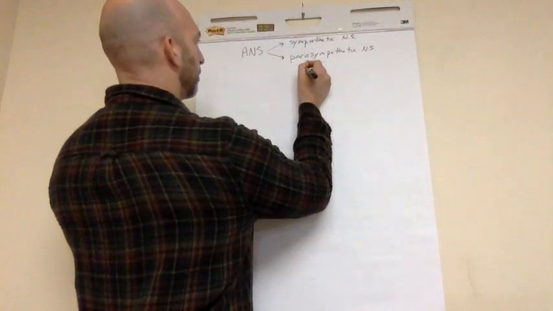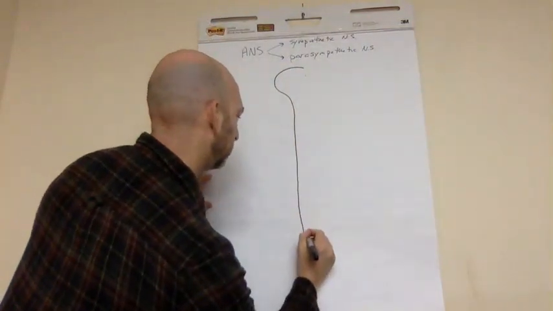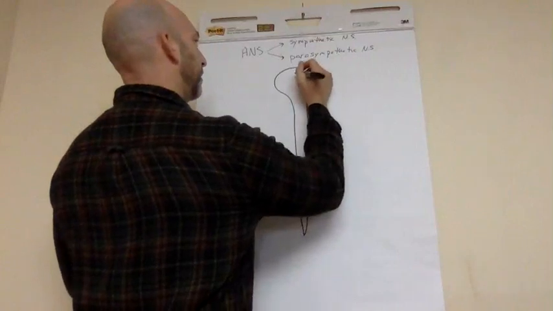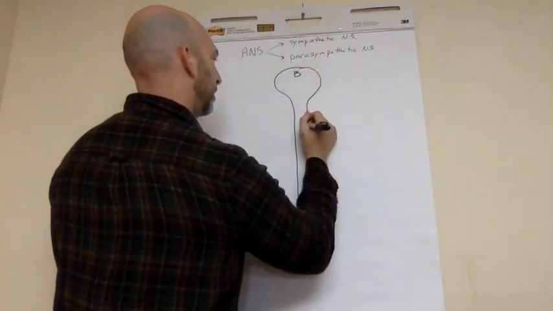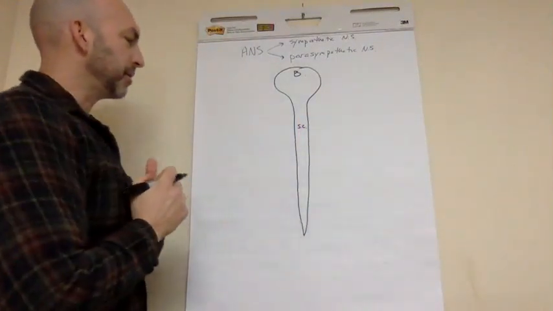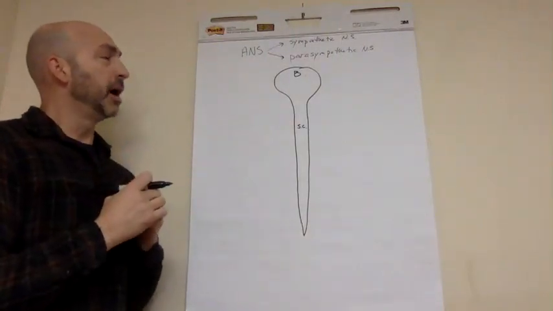So I'm going to draw brain and spinal cord, right? So we'll just put a B for brain there, and then SC for spinal cord, right? So that's our central nervous system, right? Lots going on in there.